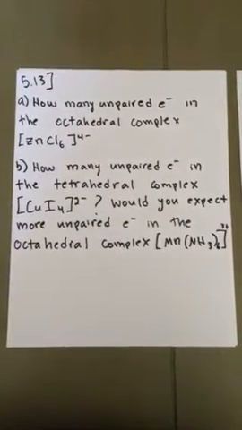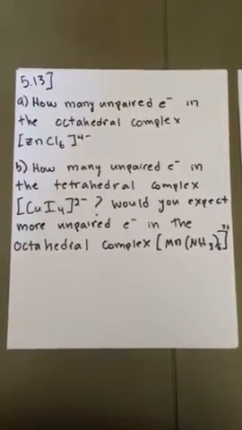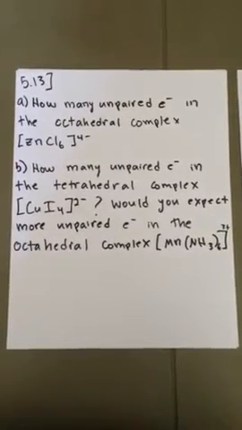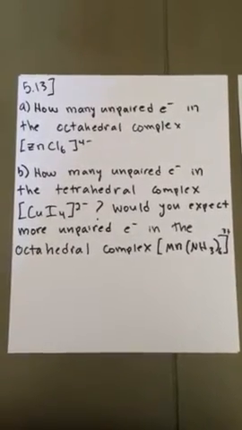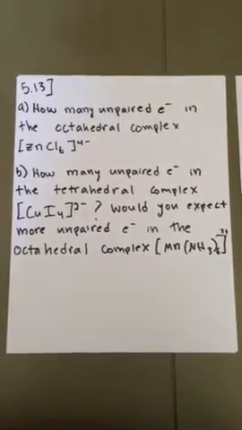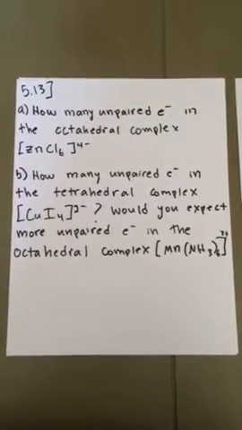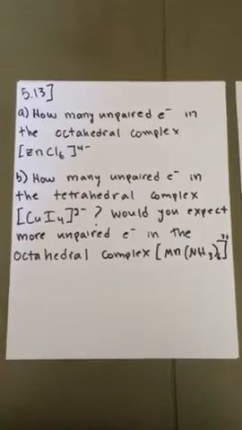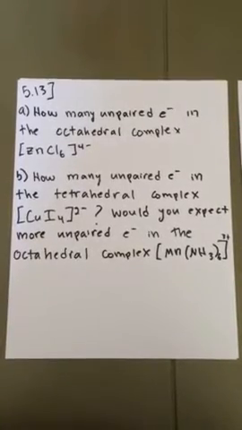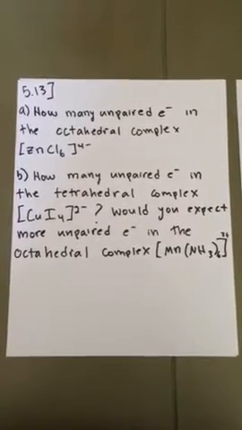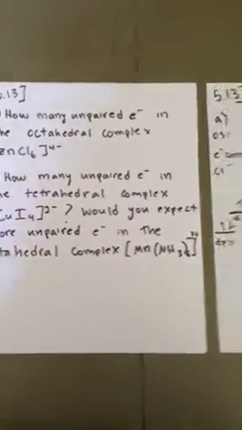I'm going to be solving problem 5.13. In part A, it asks how many unpaired electrons are in the octahedral complex ZnCl6 4-. And in part B, it asks how many unpaired electrons are in the tetrahedral complex CuI4 2-. Would you expect more unpaired electrons in the octahedral complex Mn(NH3)6 3+?